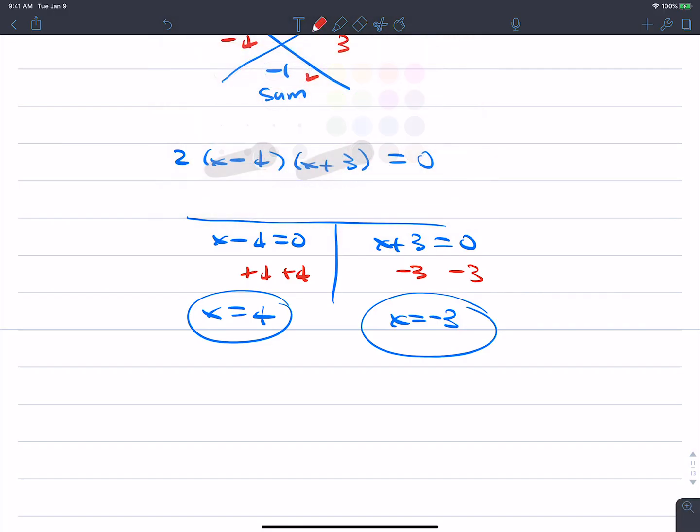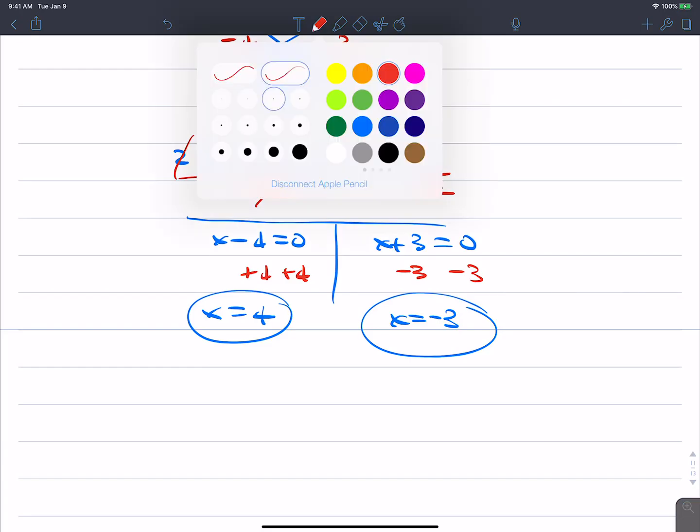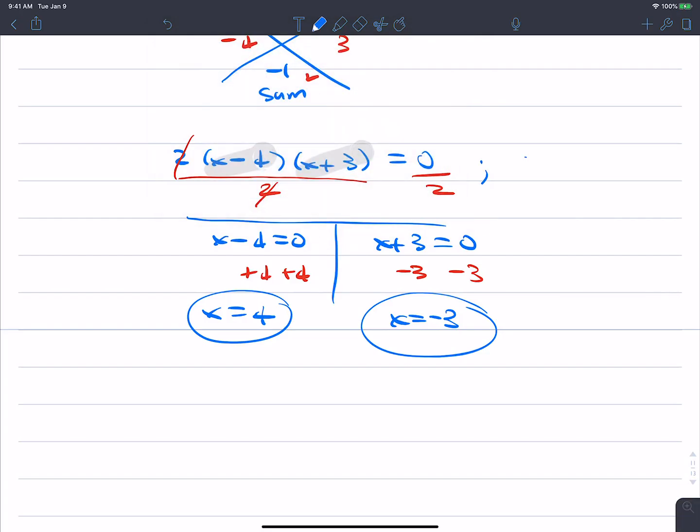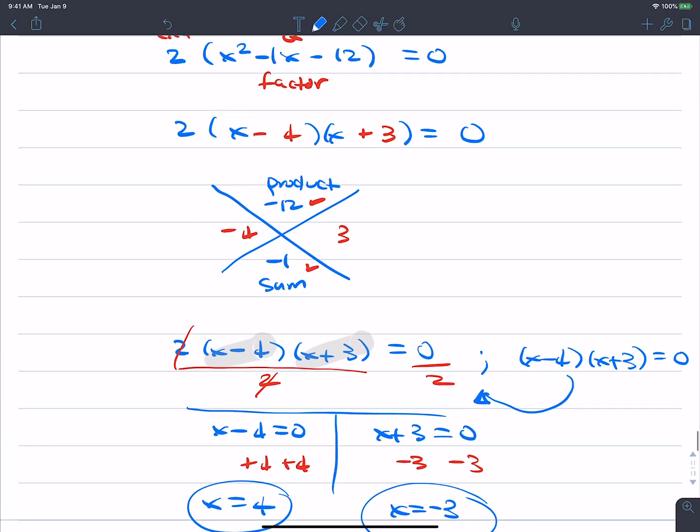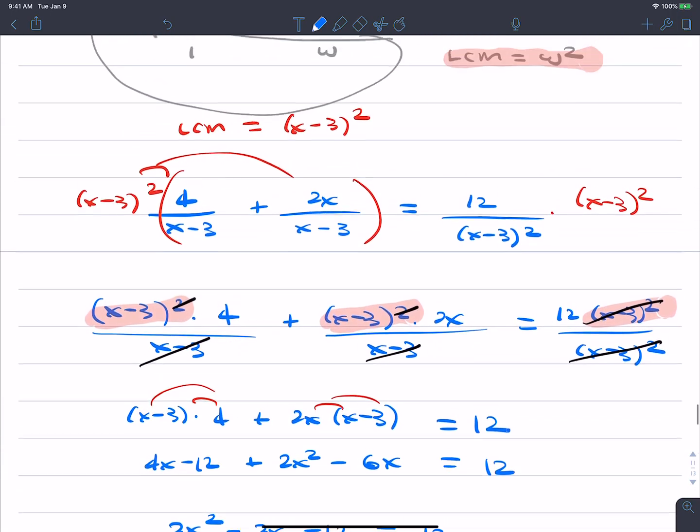Sometimes students don't like this. They say, Mr. Judge, can I divide both sides by 2 so that I get cancellation here? And I say yes. And then you obtain x minus 4 times x plus 3, and you know 0 divided by 2 is 0, right? You're running out of space here. So you could do that too. And that's going to be, by zero product rule, what you see. So x is 4, x is negative 3. You can go back and double check some of these things.